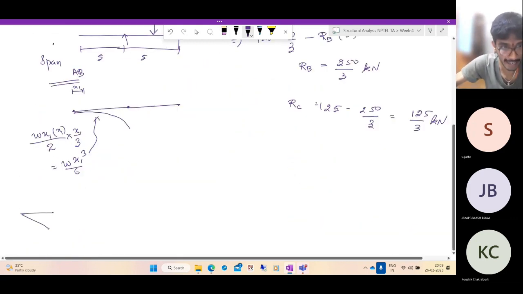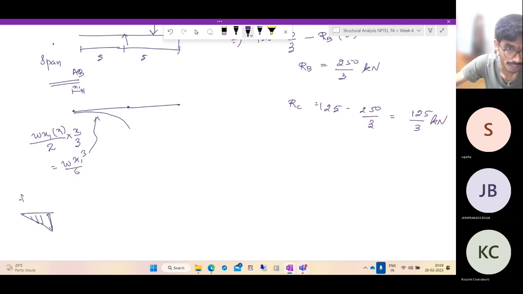See, cut it at x. Total force will be Wx. Actually it's not W, it is 2.5. So the total force will be 2.5 x, into the area of the triangle, x by 2. Where does it act? At x by 3. So it is 2.5 x1 cube by 6.